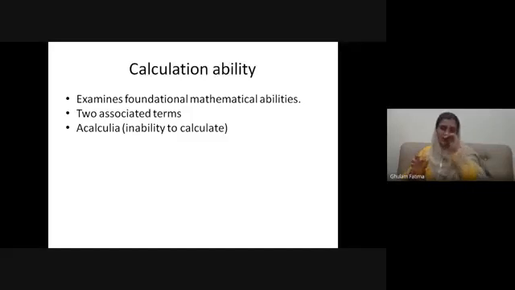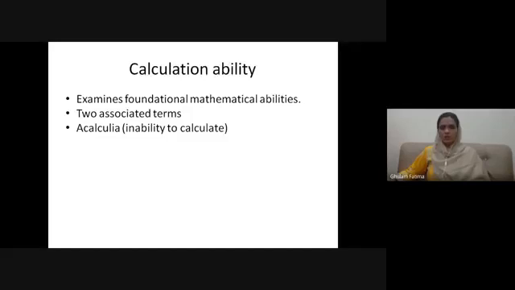Calculation is a very basic kind of knowledge in mathematics. Basic mathematics is knowledge that most people have, whether or not their background is mathematical. So here we will try to examine foundational mathematical ability. There are two associated terms after your examination.